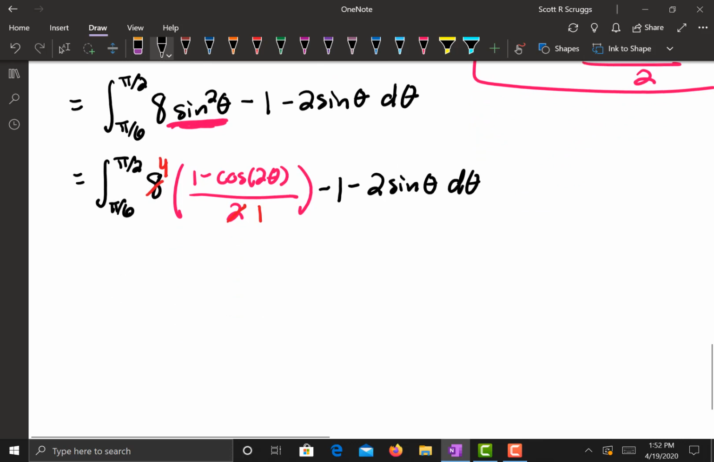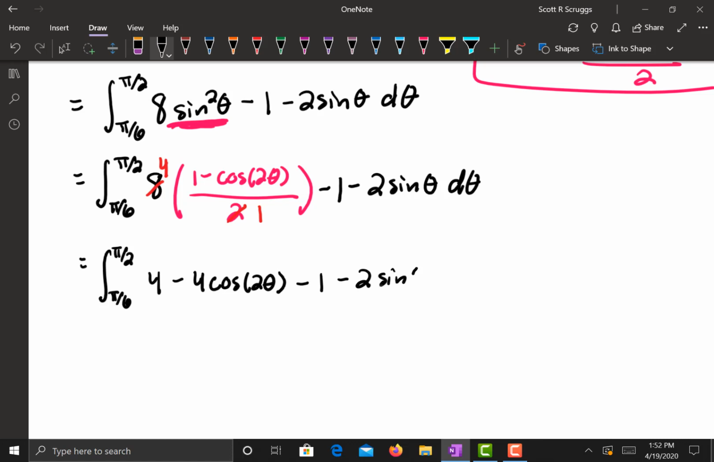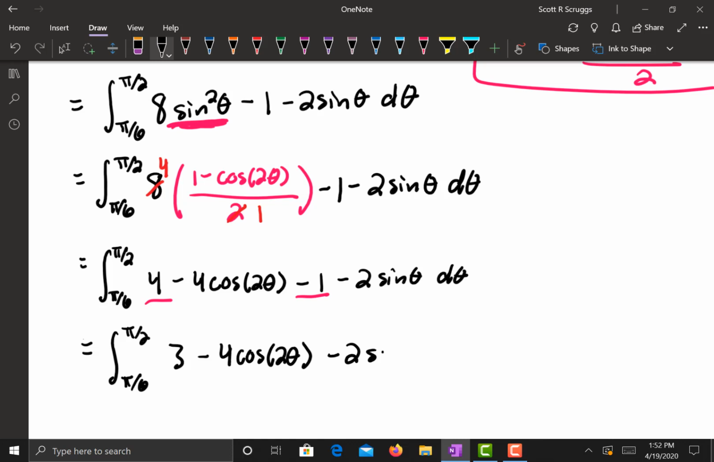So I'm now given the integral from pi over 6 to pi over 2. If I distribute that 4 out, I'll have 4 minus 4 cosine of 2 theta minus 1 minus 2 sine of theta d theta. See common terms there. So I get now inside my integral the integrand 3 minus 4 cosine of 2 theta minus 2 sine of theta d theta.